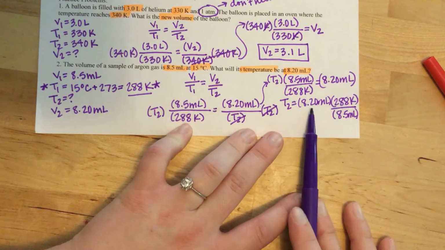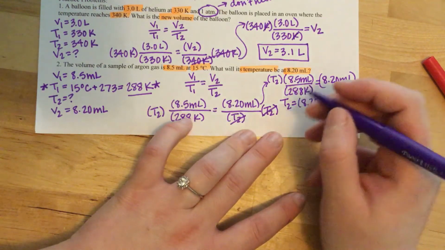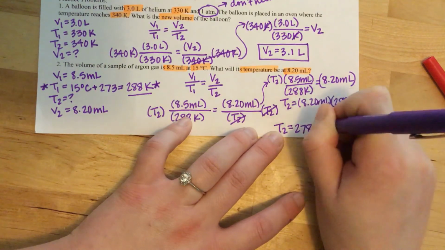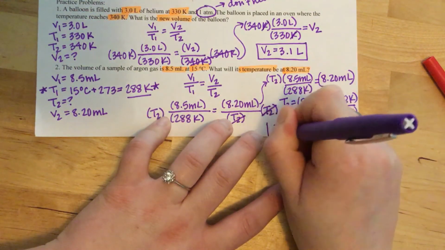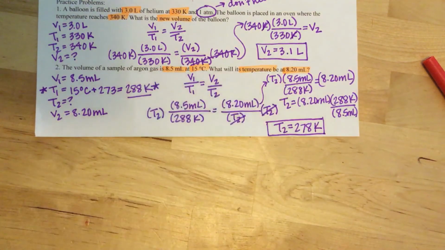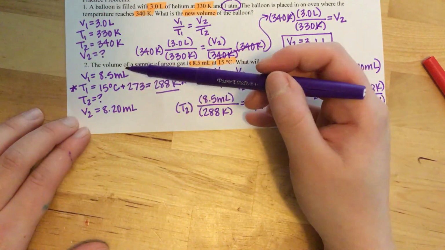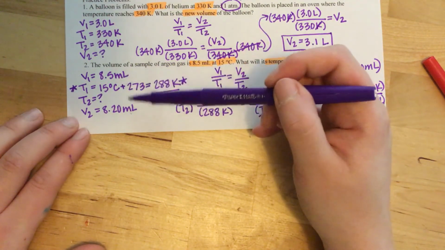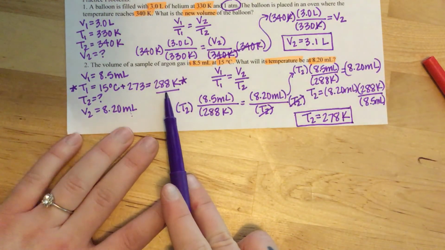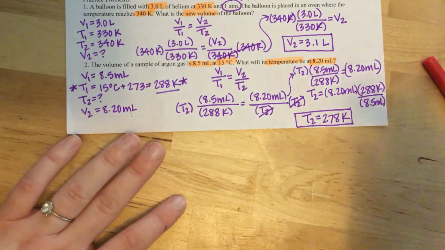So we're just going to do 8.2 times 288 divided by 8.5, which should get you a T2 of 278 Kelvin, not Celsius. And again, you can check yourself. Temperature and volume are directly proportional, so let's look at our volume. From V1 to V2, we decreased volume. So if we decrease the volume, that means our temperature should also decrease. So we started at 288, we did decrease to 278, so that makes a lot of sense.